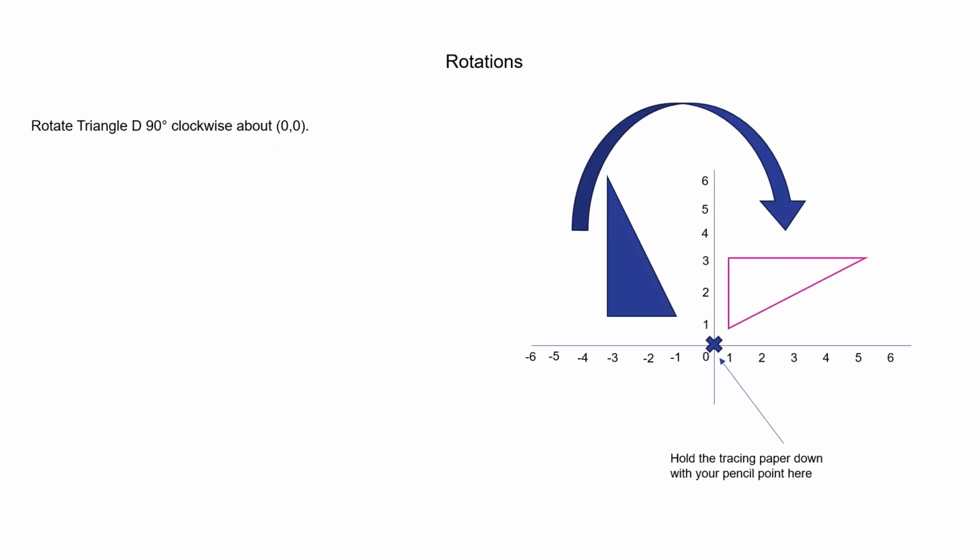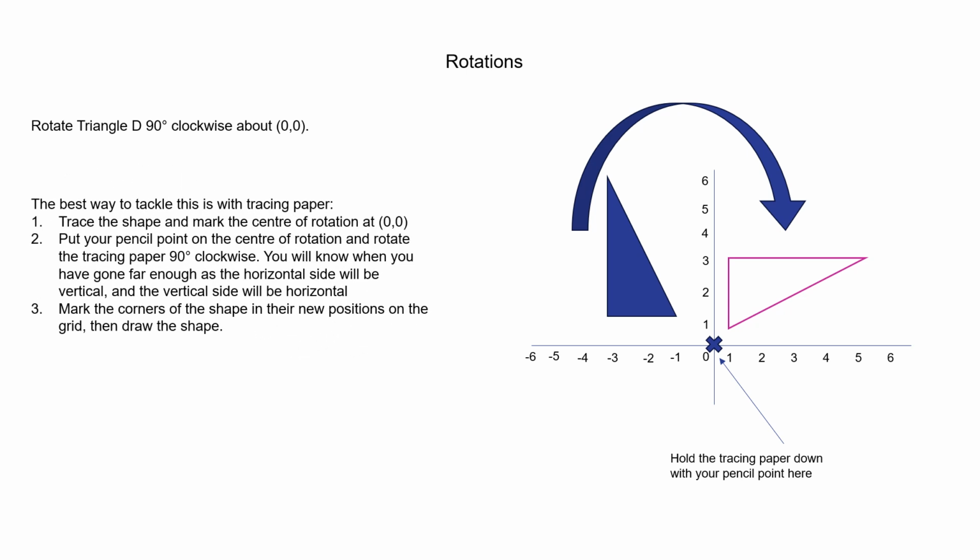To describe a rotation, you need 3 details. 1. The angle of the rotation, which is usually 90 degrees or 180 degrees. 2. The direction of rotation, either clockwise or anticlockwise. And 3. The center of rotation. Let's look at an example. Rotate triangle D 90 degrees clockwise about 0, 0.